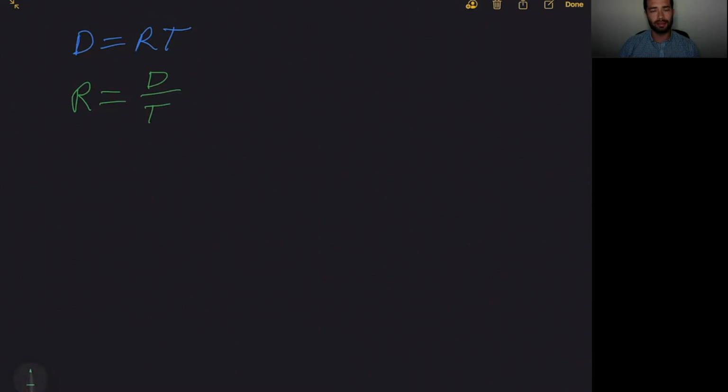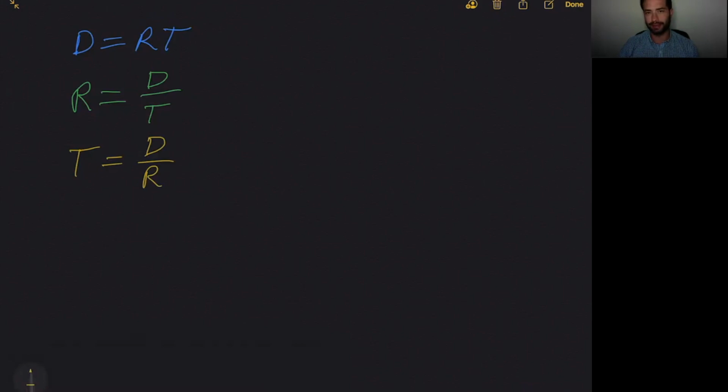Okay, now let's also isolate the other variable. So let's say we wanted to isolate the last one, which would be time. We would have to divide by R on both sides because it's rate times time. And so we divide by R on both sides and we would get distance over rate.